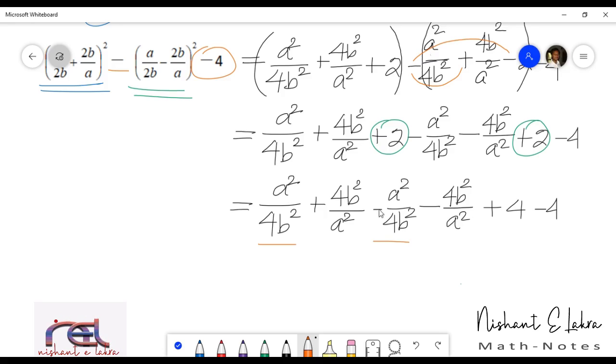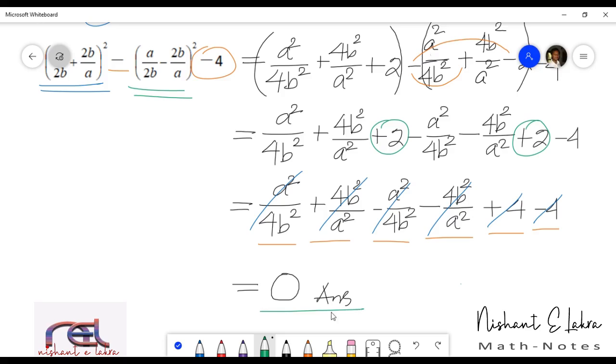Now let us see what can be cancelled. Unlike terms can be cancelled. Now these two are unlike terms: positive a square by 4b square minus a square by 4b square. Now we have another unlike terms, that is plus 4b square by a square minus 4b square by a square, which is also cancelled. Now over there again we have unlike terms, right? Plus 4 and minus 4 will be cancelled. So the outcome or the result for this question is 0. The answer is 0. I hope you have understood this.